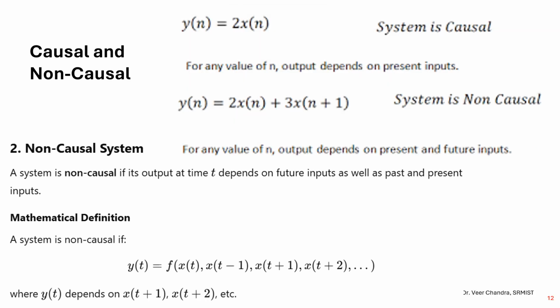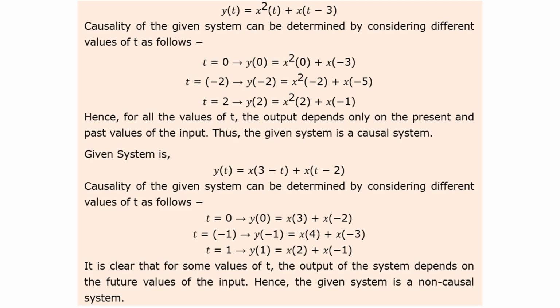Here are some more examples. y[n] is equal to twice of x[n]. This is simply an example of a causal system, because it only depends on the present value. Another example, y[n] is equal to twice of x[n] plus 3 of x[n plus 1]. If you make n plus 1 equal to 0, then n is equal to minus 1. So it depends on minus 1, meaning the left side of the graph. It depends on the future, and that is why this is an example of a non-causal system.